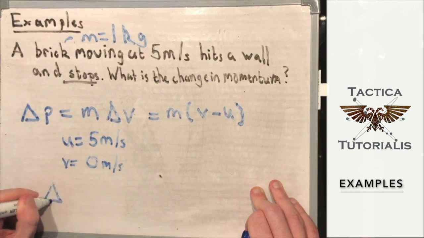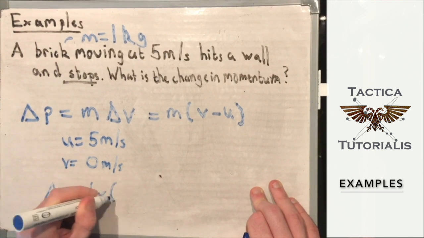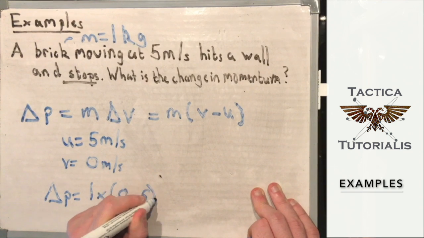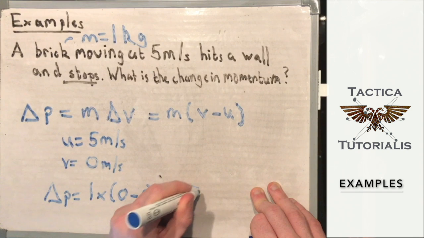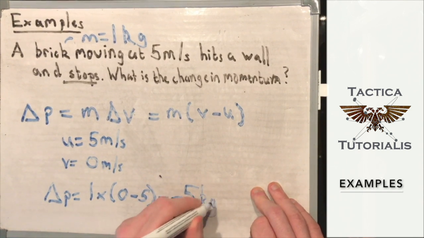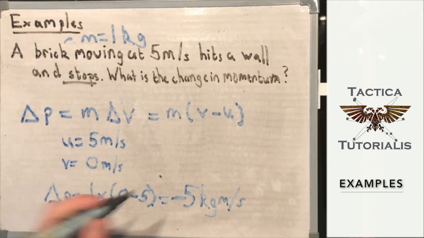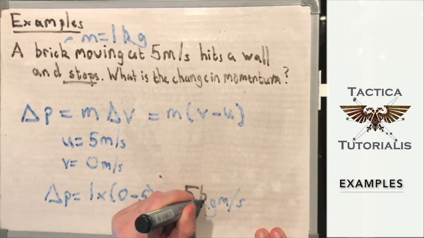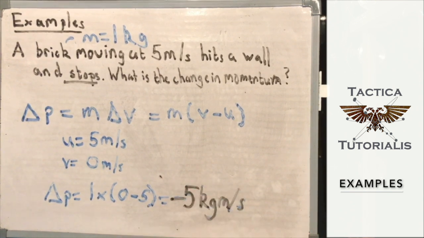So delta P equals 1 times 0 minus 5, equals minus 5 kilogram meters per second. Yes, you can have negatives. That's not come out very well. I'm going to write that in a different color. Minus 5 kilogram meters per second.